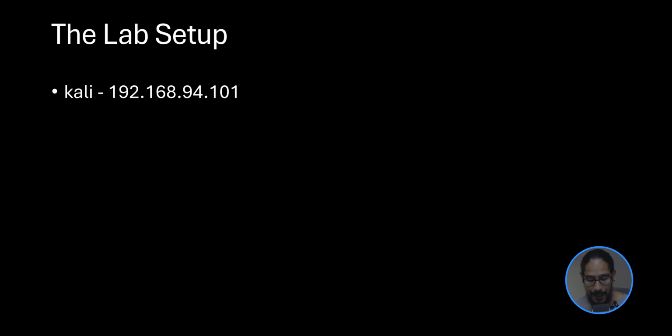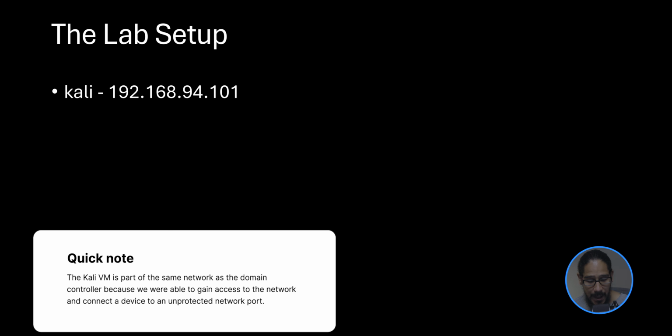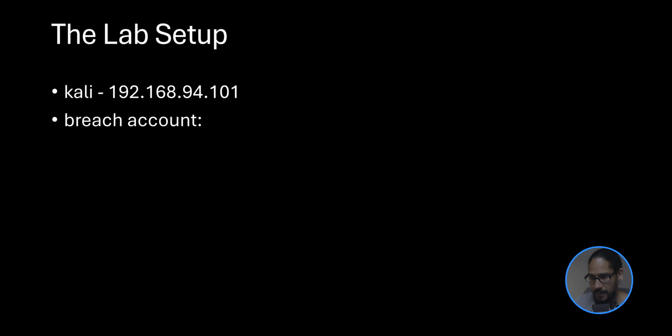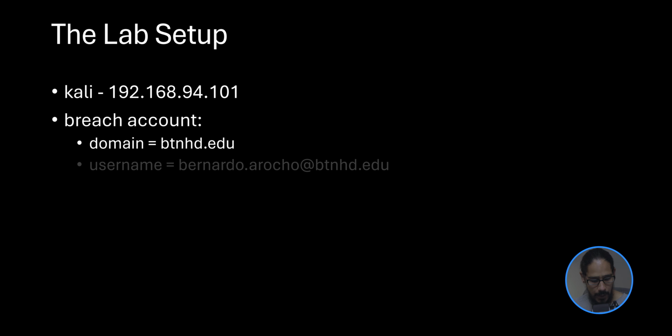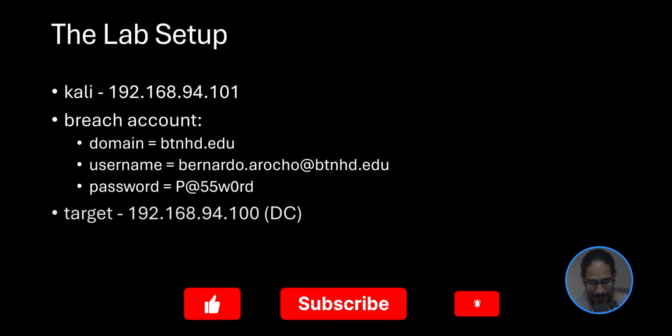One machine is my Kali. Yes, we're going to be using that. And this is the IP address that I'm going to be using throughout the series. The breach account, we are assuming that we already have an account that's breached. We have their password. We have all that information. We know the domain. We know the username. We know their password. Yes, this is a weak password. Shame on this person.